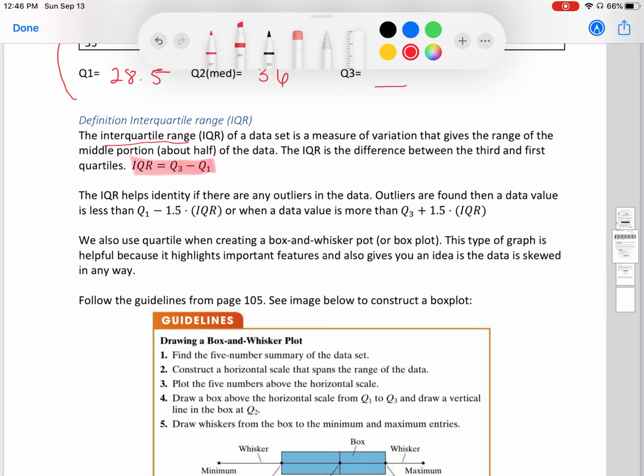All right, the IQR helps identify if there are any outliers in our data. Outliers are found when the data value is less than Q1 minus 1.5 times the IQR, or when our data is more than Q3 plus 1.5 times the IQR. So this is to help you find any lower outliers or any higher outliers.